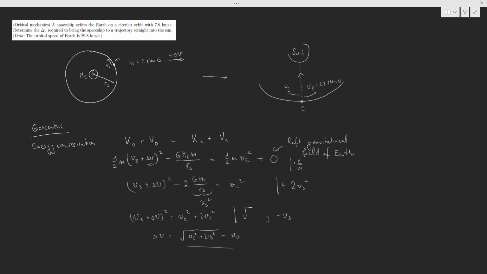That's the final formula. Now we can insert the numbers given in the problem, and then we arrive at about 24 kilometers per second, and that's the answer.